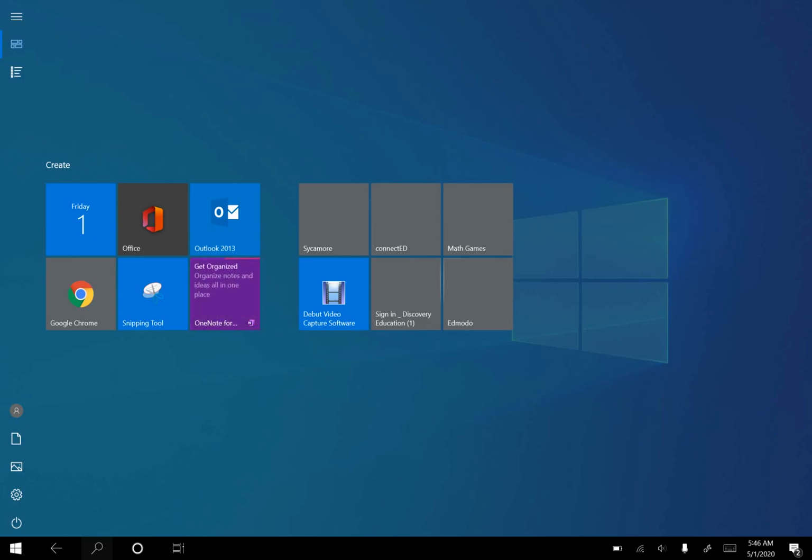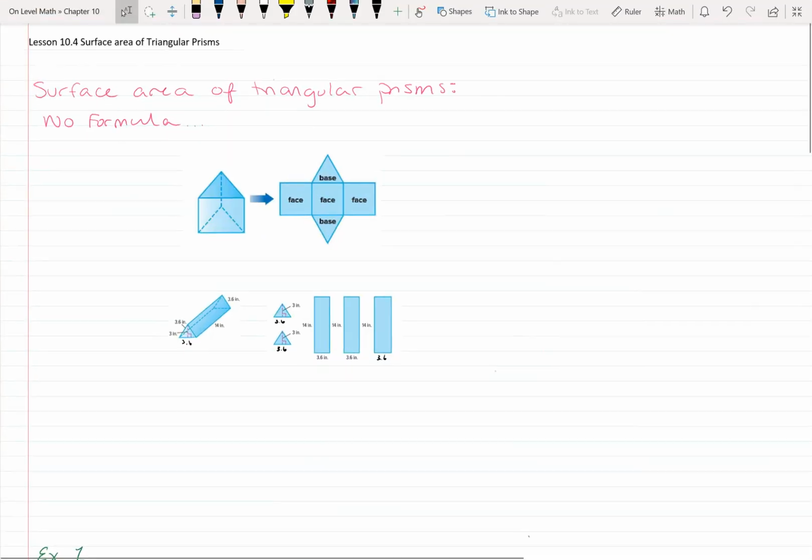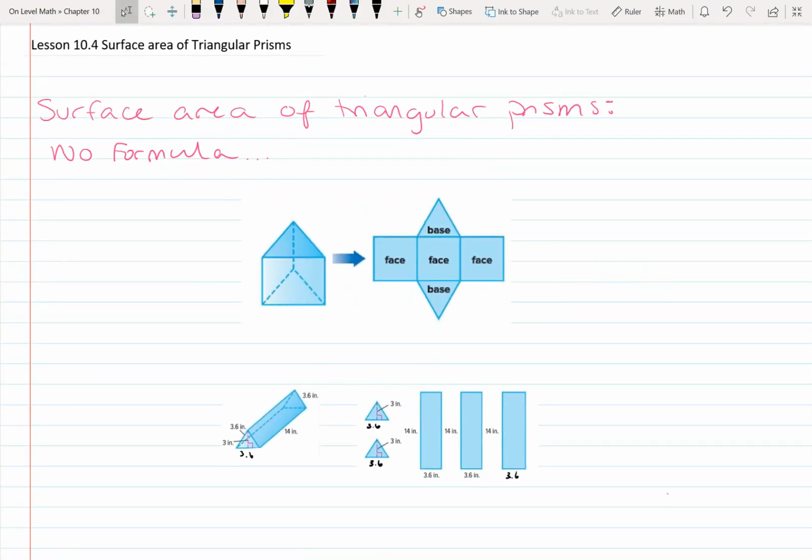Good morning. We are moving on to surface area, but instead of rectangular prisms, we are moving on to triangular prisms. Now, rectangular prisms, we had that kind of perfect formula. As long as you wrote it at the top of your paper, you'd be good. That 2 times length times width plus 2 times length times height plus 2 times height times width. Now, our formula, it's not so much no formula, but it's not a perfect formula. It will change based on what type of triangular prism we're working with.